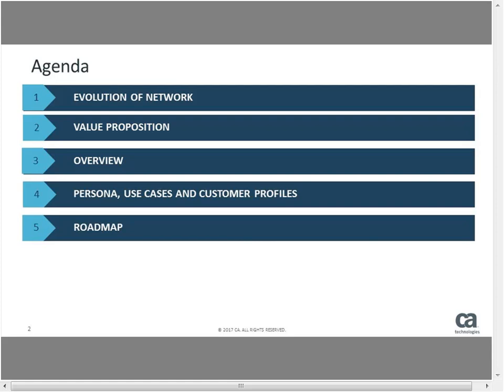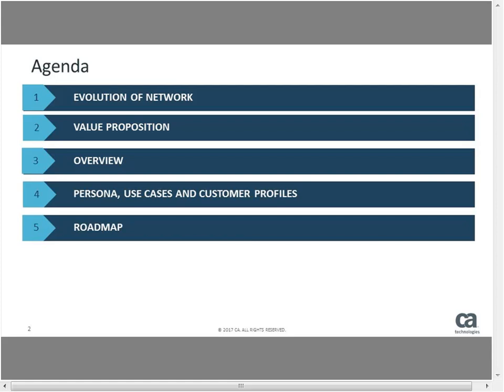So what I thought was it would be worthwhile if I put a couple of slides on how the network has evolved from then to now, why it is important for your organization to invest in SDN, and finally what value Spectrum provides in terms of monitoring your SDN networks.